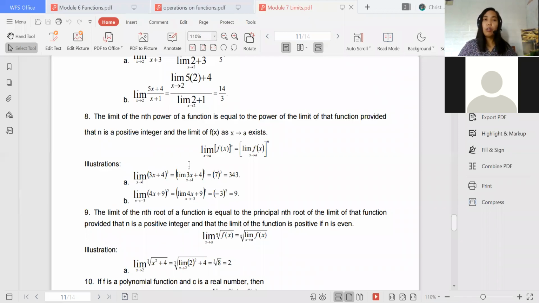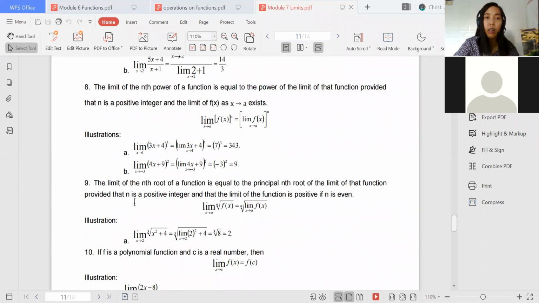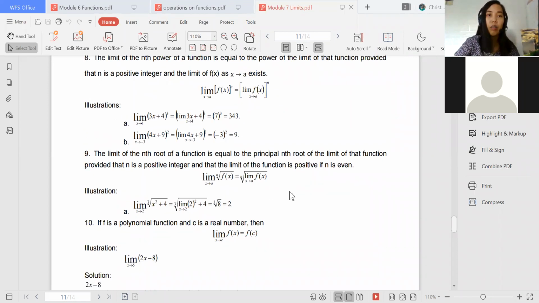Okay, for the illustration, the first one, the limit of the cube of 3x plus 4 as x approaches 1. So this is also an algebraic function, so we can use direct substitution. 3 times 1, it's 3 plus 4, 7. 7 cubed, that is equal to 343. Letter B, the limit of the square root of 4x plus 9 as x approaches negative 3. So 4 times negative 3, it's negative 12 plus 9, so it's negative 3. The square root of negative 3 is 9. Okay, so that's number 8.